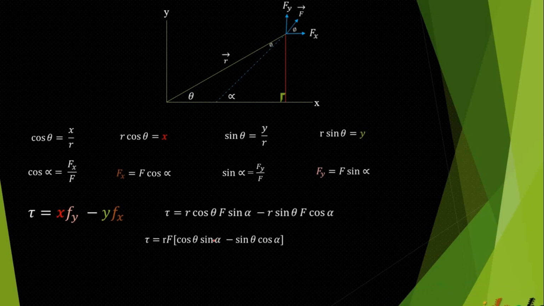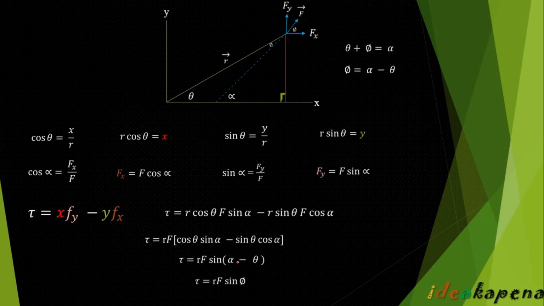a difference of two angles, sine function formula. So we're going to write it like this. And now let's express theta in terms of the angles. So if we use angle properties, if you relate these three angles, this one and this one, you're going to see that theta plus phi should just equal alpha, and if you make phi the subject, you should have alpha minus theta. And now we can replace theta and phi like this. Now this is the expression for torque in polar coordinates.